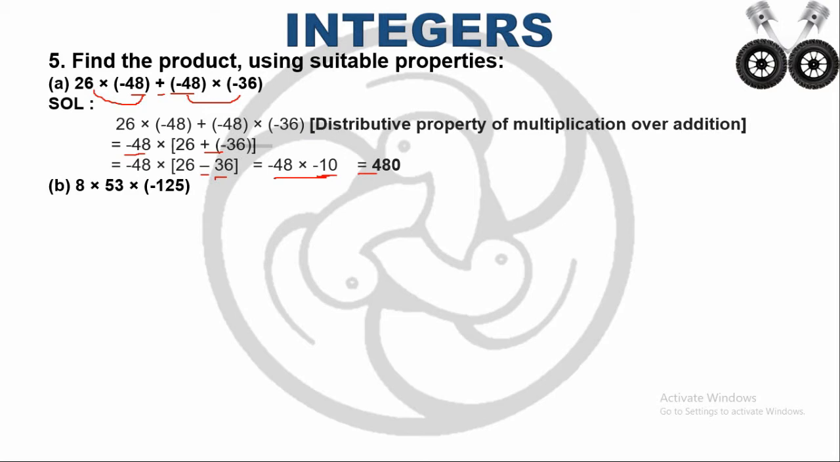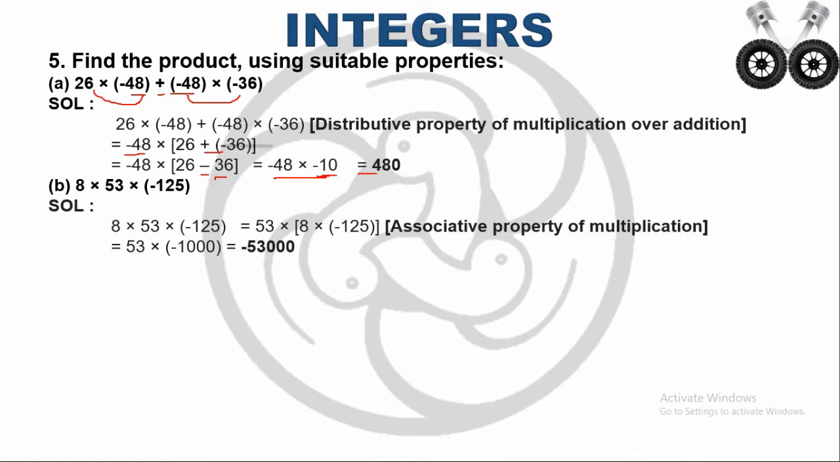What is subdivision B? 8 into 53 into minus 125. So here, for my convenience, I will combine 8 and 125 together, then 53 outside. So 53 into 8 into minus 125. That means I am interchanging the bracket. What is the property for interchanging the bracket? Associative property.